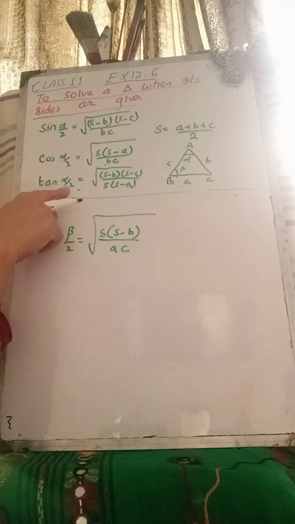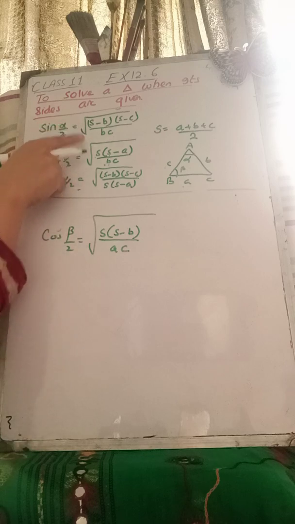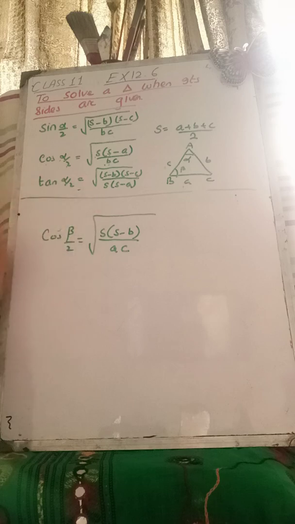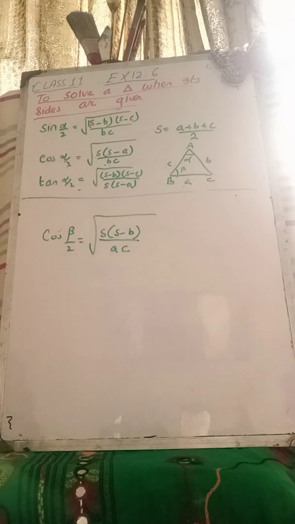And we know that tangent alpha by 2 is sine alpha by 2 over cos alpha by 2. So if you just divide these two formulas, you are going to get this formula. Now in this exercise we are going to use one of these formulas. Any one of these formulas can be useful. I'm going to use this formula to find the unknown elements of the triangle. Three of its sides will be given to us, and we will find the three angles of the given triangle. So let's start the exercise.